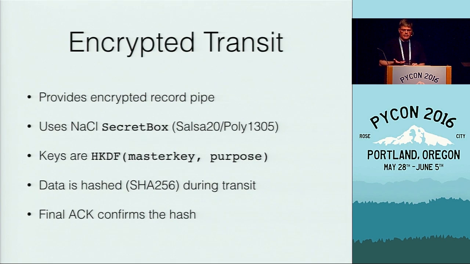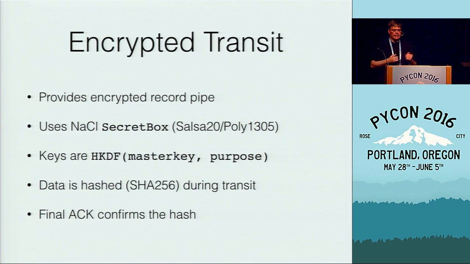Once that handshake is complete, then the actual file data gets sent through an encrypted record pipe. So this is using the NaCl secret box. This is using libsodium, the Python bindings to that. Each record gets encrypted by a unique nonce, gets sent. There are different keys in each direction. All these keys are derived from that same original PAKE master key.